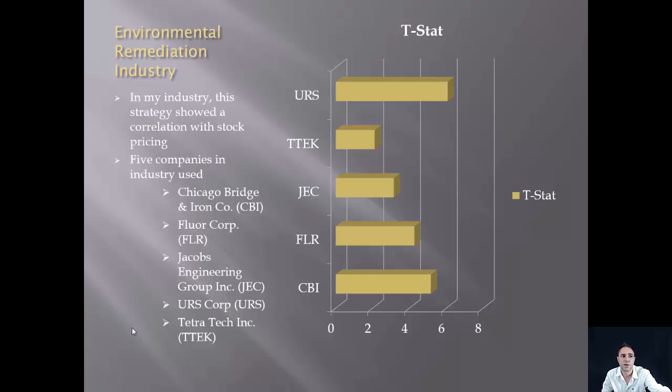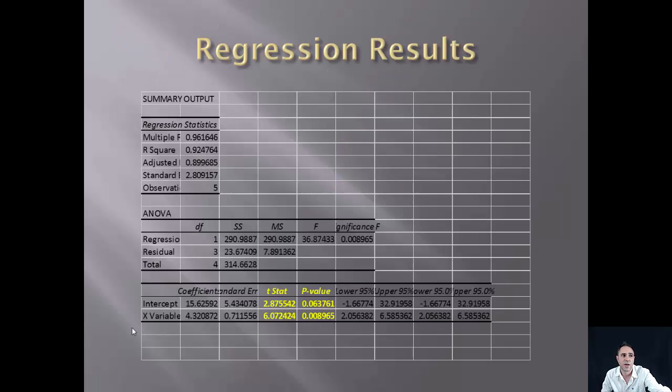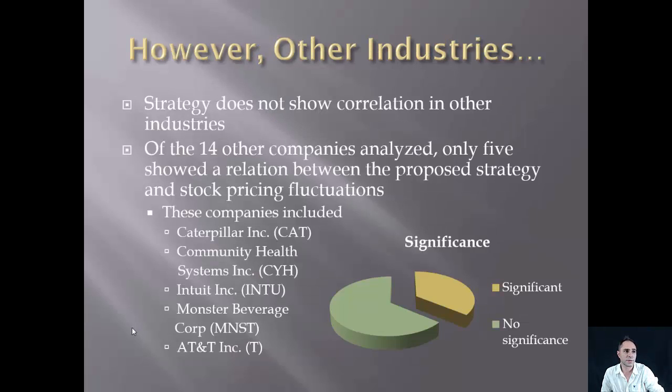The T-stats for all of these exceeded 1.65. As you see here, the regression test that was taken for the company that best represented the company I work for, which is URS, shows the p-value that's lower than the 0.01 that was required to show significance.